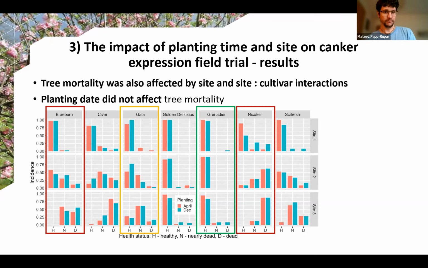While on the other side of the spectrum, for something like Grenadier or Golden Delicious, they were good on all sites. So for breeding, Golden Delicious and Grenadier resistance might be quite good. It looks like it's not site dependent, while whatever Braeburn and Gala have might be very site dependent. And actually, when you look at tree mortality, planting date did not affect tree mortality much.